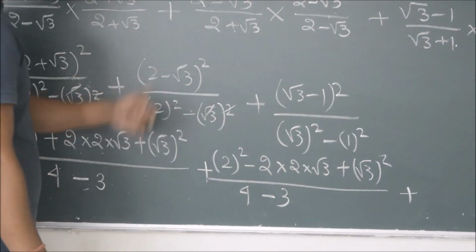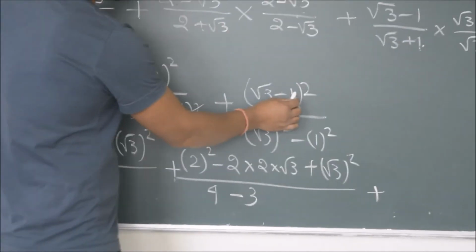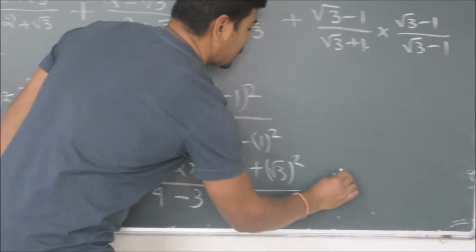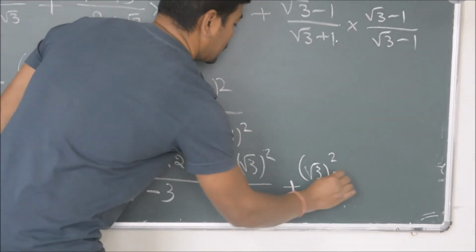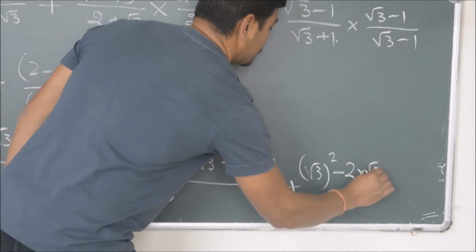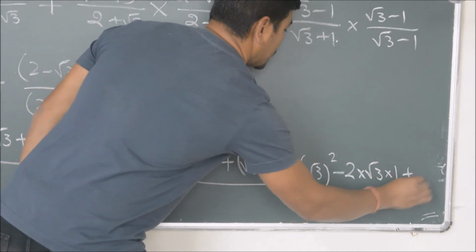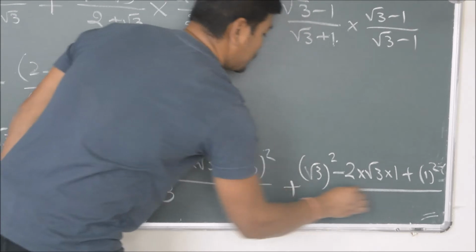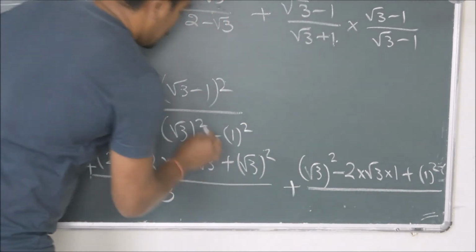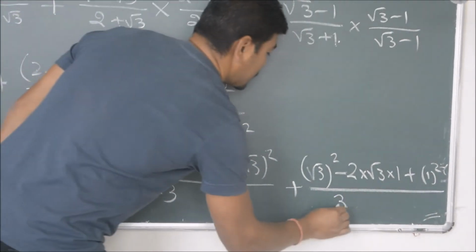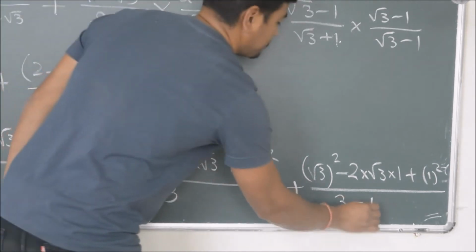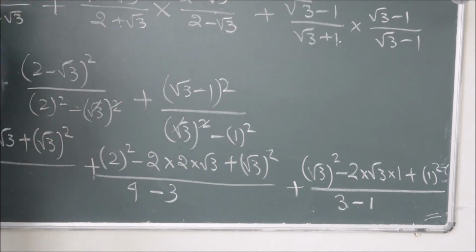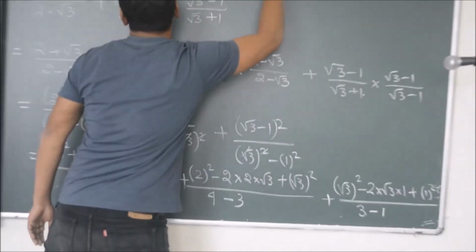And the last part is left. Again we'll do the same way, root 3 minus 1 whole square, so you get root 3 square minus 2 into root 3 into 1 plus 1 square divided by, this one cancelled to give you 3 minus, and 1 square is 1. So I'll simplify here.